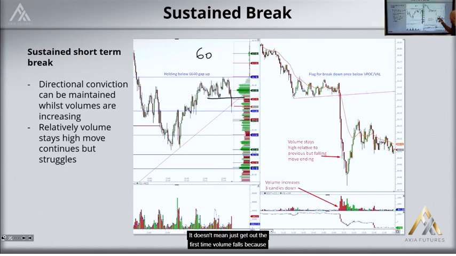It doesn't mean just get out the first time volume falls, because volume compared to what we previously had is much higher. But you can now start thinking, do I have a target? Do I have a level? This may well be an indication that the move is going to struggle.